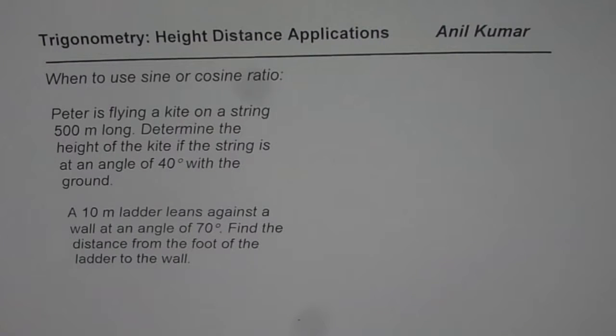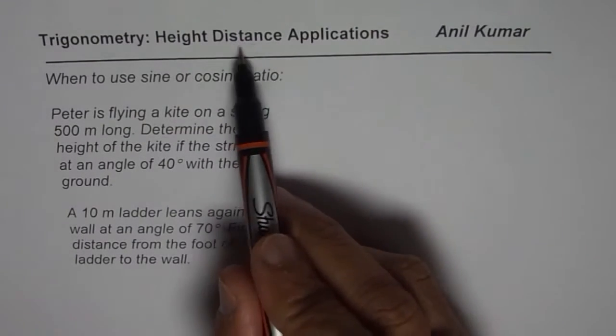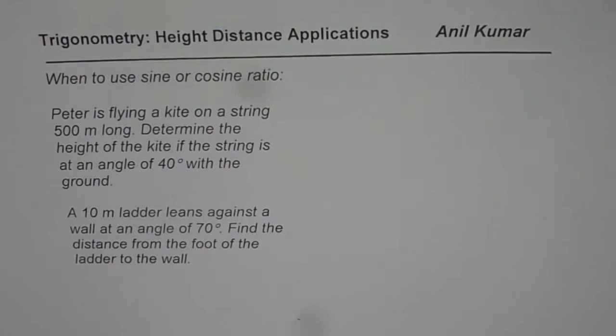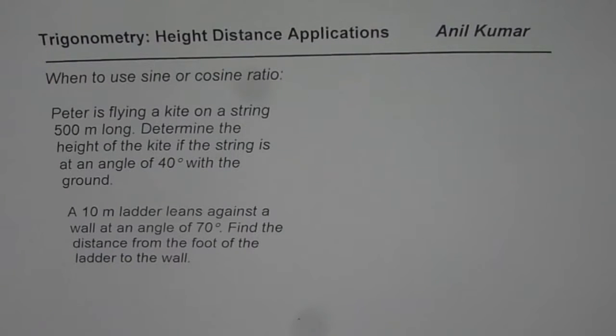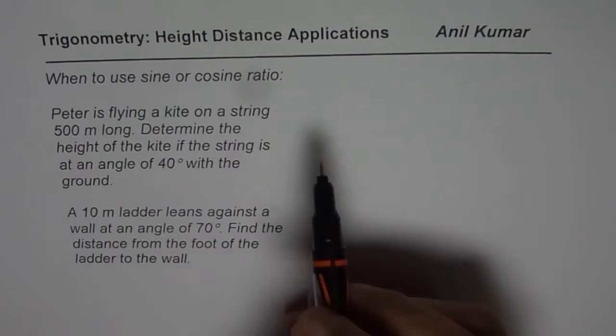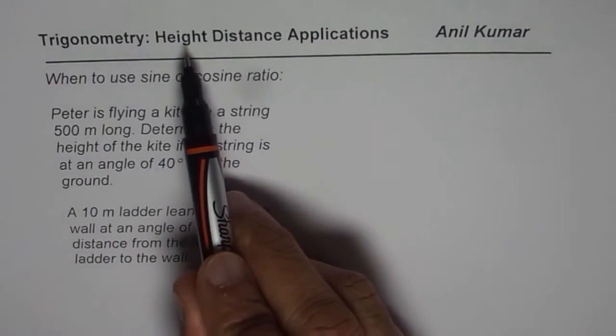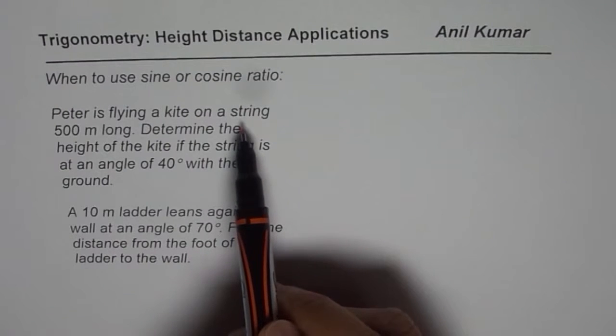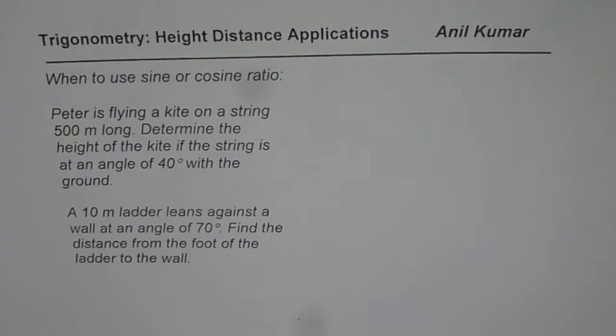Now the question is, when to use sine or cosine ratio? Or, if we have a height and distance question, do we always use the tan ratio? You can ask that kind of question also, right? So this is the case which we are dealing with now. A simple solution to this is that most of the time when we have both height and distance involved, with an angle of elevation or angle of depression, in that case we should use the tan ratio, right?